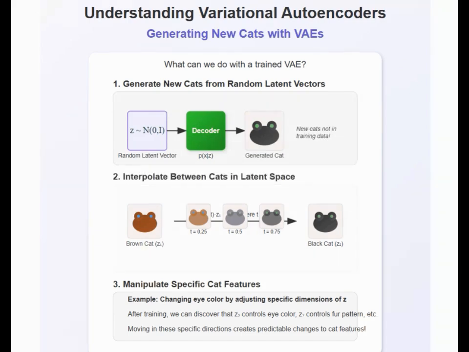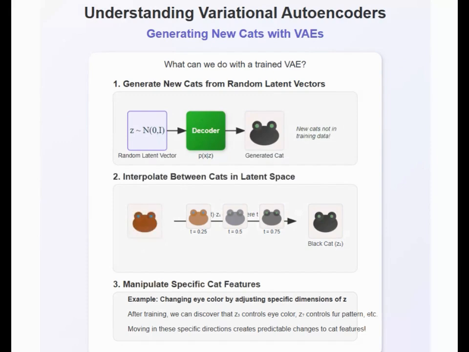Third, we can manipulate specific cat features by adjusting particular dimensions of the latent vector. After training, we might discover that certain dimensions control specific features, perhaps Z3 controls eye color and Z7 controls fur pattern. Once we've identified these meaningful dimensions, we can generate cats with specific desired features by adjusting those dimensions. Want a cat with green eyes but orange fur? We can create that by setting the right values in our latent vector.